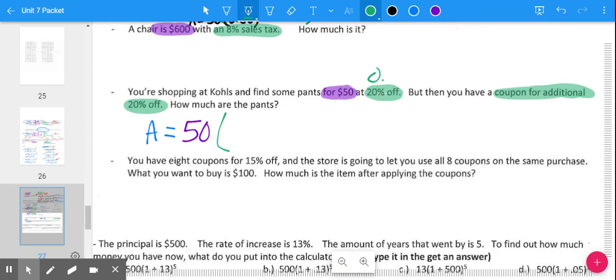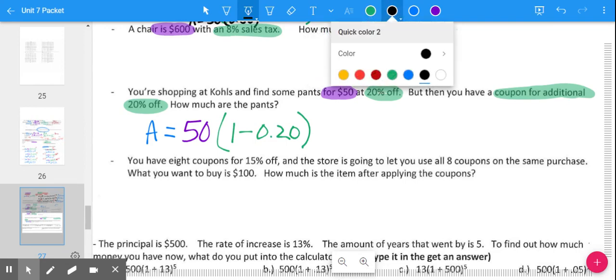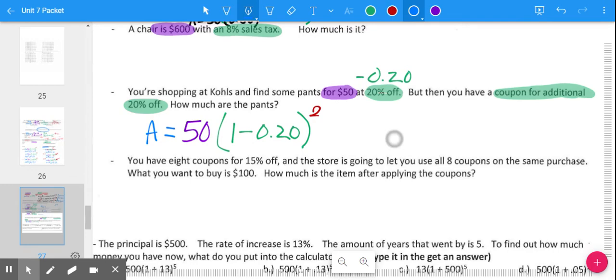20% off. Remember, because we're taking off the 20%, we're subtracting it. So we take our full amount of the price. That's what that 1 represents, 100% of the cost. And we're taking away 20% of the cost. But we're also going to do that twice. So when you plug that into a calculator, you find out that the amount of that $50 pair of pants with a 20% off coupon twice is $32.